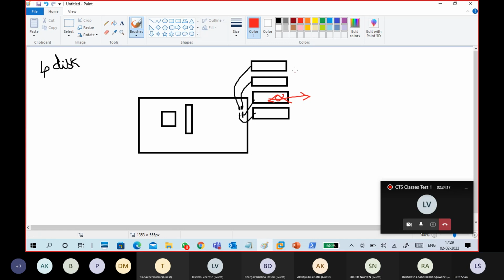Any other things? Yeah, the number of devices is limited. When you disconnect and connect devices, it is cold swappable, so it is compulsory to turn off the PC, and only then can we connect or disconnect it. Okay, so this is the thing.